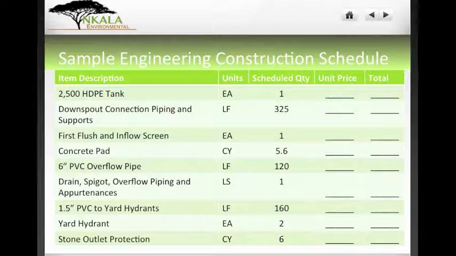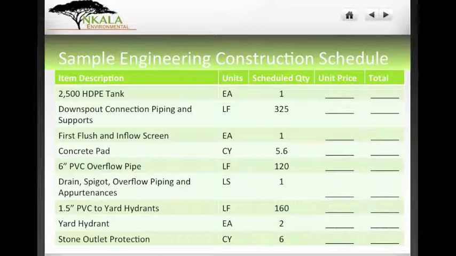You have a lump sum price for all of your drains and your spigots and your overflow piping and all the appurtenances that are required to install those. So you go to your plumbing hardware supply and you say, what's a lump sum for all the things that I need for this project? And so on and so forth.